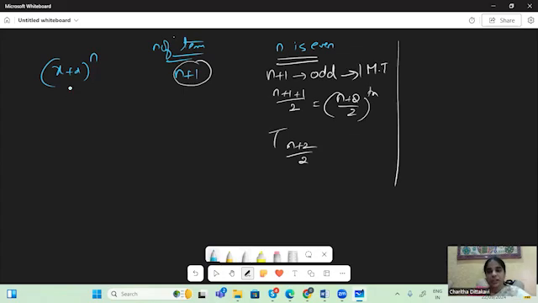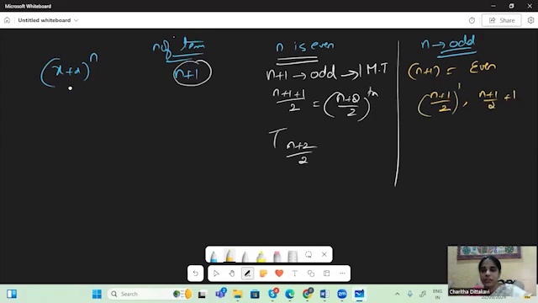Is that clear? Now, when n is odd, obviously n + 1 is even. So the number of terms we have is an even number. So when n + 1 is even, I can obviously divide by 2. So the (n + 1)/2 th term and the (n + 1)/2 + 1 th term, obviously the next term, isn't it? So this is T_(n+1)/2 along with T_(n+3)/2. So the terms (n + 1)/2 and (n + 3)/2.